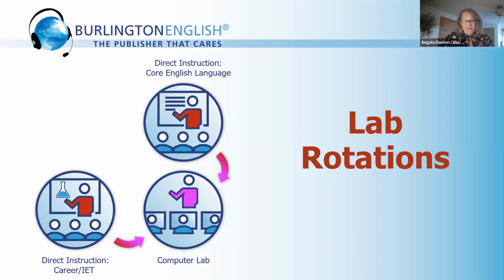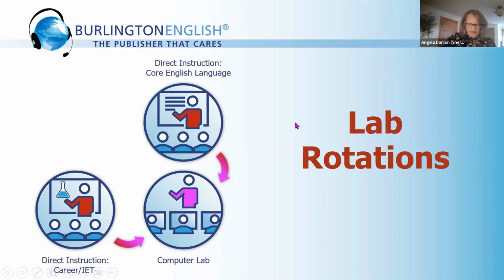First the teacher could do, for example, just the core English language lesson, then move to the lab. And then they can also incorporate an IET career lesson in direct instruction. So we can go from general English lab work back to direct instruction and a career IET lesson and computer lab, right? It can be done in a rotation model.